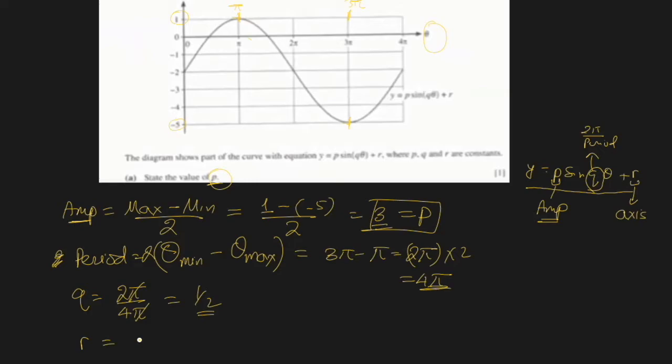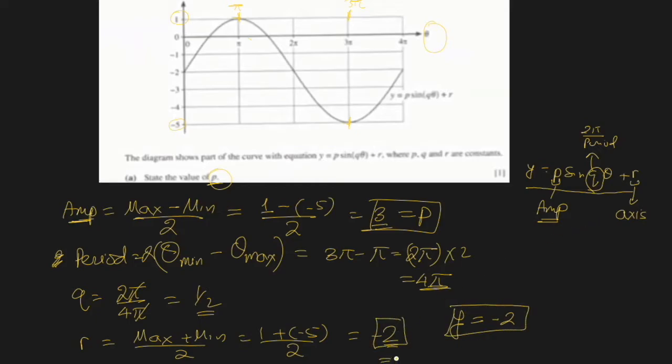Let's see R. R is the axis. The axis is exactly the middle line between the maximum and minimum, so basically the average of the two. For amplitude it was maximum minus minimum. For the axis R it will be maximum plus minimum divided by 2, basically the average of maximum and minimum, which is 1 plus negative 5 divided by 2, which is negative 4 divided by 2, negative 2. Actually negative 2 is the value of R, but it is not the axis. The axis is the line y equal to negative 2. But since they are asking just R, negative 2 is R.